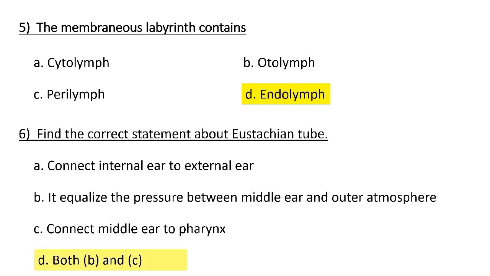The correct option is highlighted. Both B and C is the correct option. It equalizes the pressure between middle ear and outer atmosphere, and also connects middle ear to pharynx.